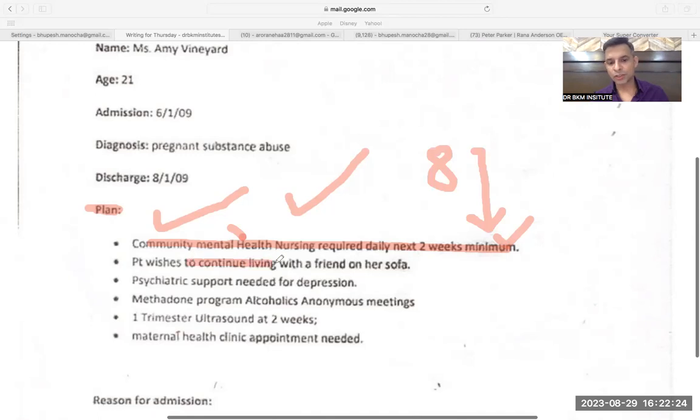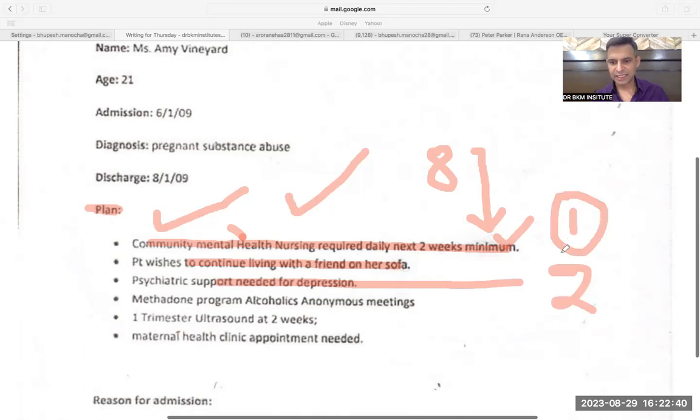She wishes to continue living with a friend on her sofa. So she is happy with her friend and she needs psychiatric support for her depression. The first point is that she needs mental health nursing. The second point, she needs psychiatric support for depression. Third, she needs to go to a program, Alcoholics Anonymous meetings, so that she can quit drinking. So this is also one of the points.